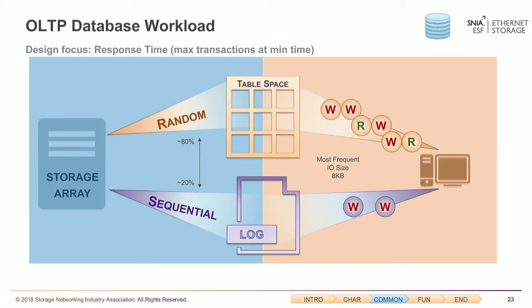But in general, if you look on the left side, we say that 20% of the flow through the storage array is going to be sequential, and roughly 80% is going to be random, because there's more I/O happening with the table space. Right, rough and tough.